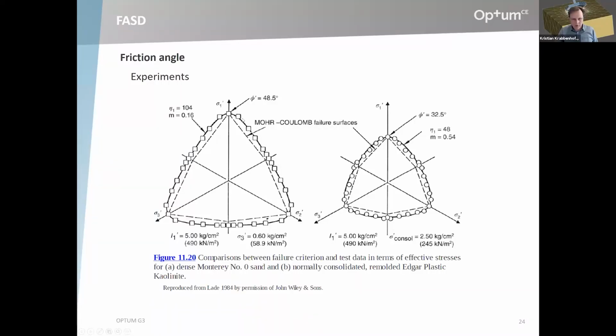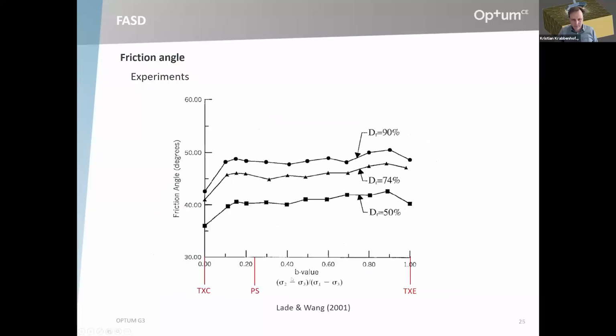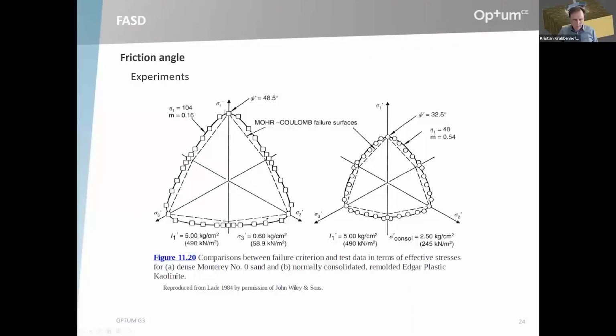But if we look at the friction angle, and you can look at it in this plot here as well, versus the B value. The B value is this ratio between the principal stresses. It's kind of similar to the load angle. 0 is triaxial compression, 1 is extension, and somewhere in between, Lade, and this is from Lade as well, has found experimentally that plane strain is somewhere around B equal to 0.25. So this is compression, extension, and then plane strain would be somewhere more towards the triaxial compression corner.